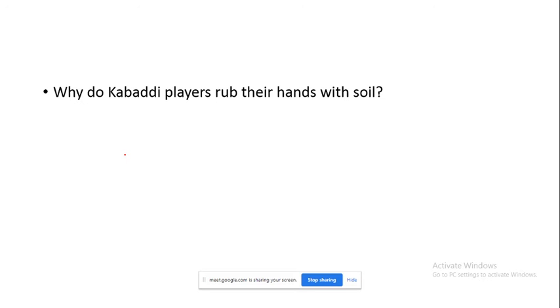Have you watched kabaddi, the game kabaddi? Yes, ma'am. Okay, now Sriraj is saying he has watched kabaddi. No one else has watched this game? It's a very interesting one. We will play also, ma'am. You will play. Then you know this, right? Before going into the opposite arena, will you try to rub your hands with soil? Yes, ma'am. So why do you do that?